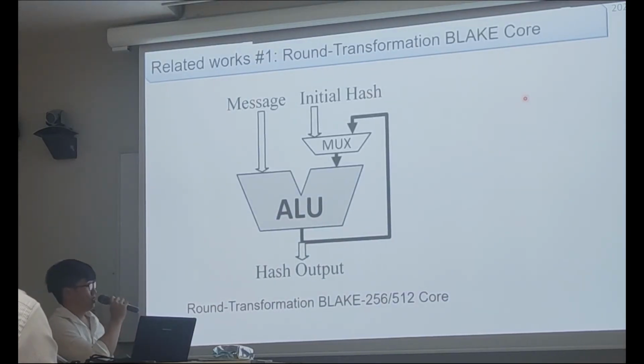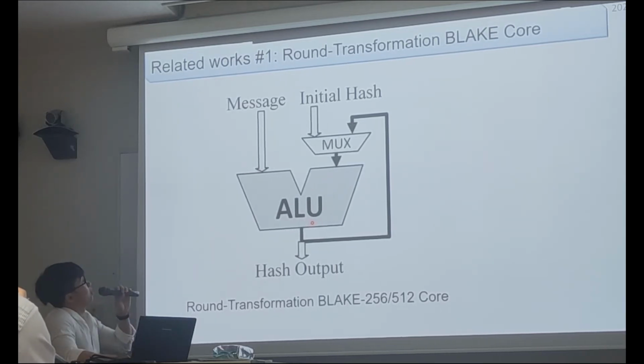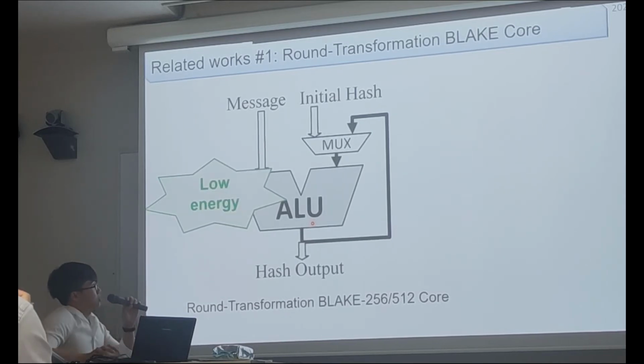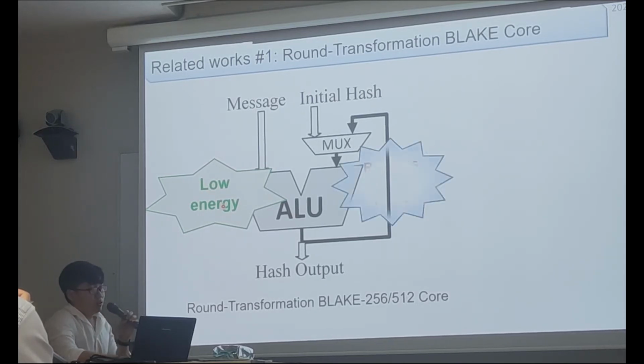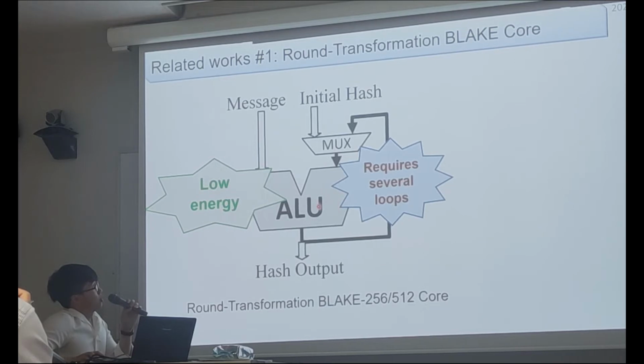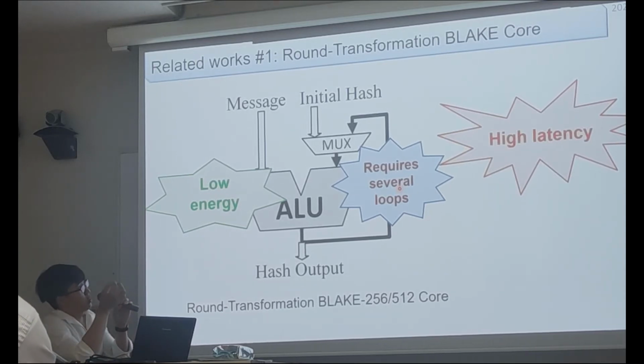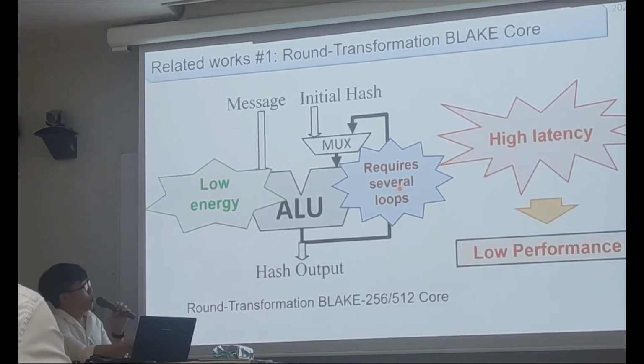Now, before I go to my architecture, let's analyze the previous works. Depending on the architecture and the characteristics, I classify them into 3 groups. Group 1 is route transformation like core. As you can see here, they propose an ALU to compute the BLAKE function. This is a very small and compact ALU, which is the reason they can achieve low energy. But in this ALU, they require several loops. This is the reason they trade off high latency and achieve low performance.